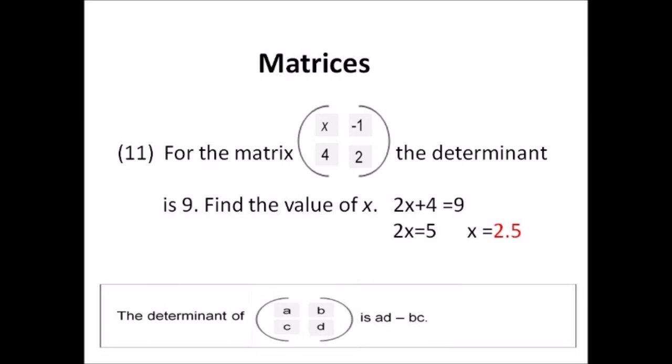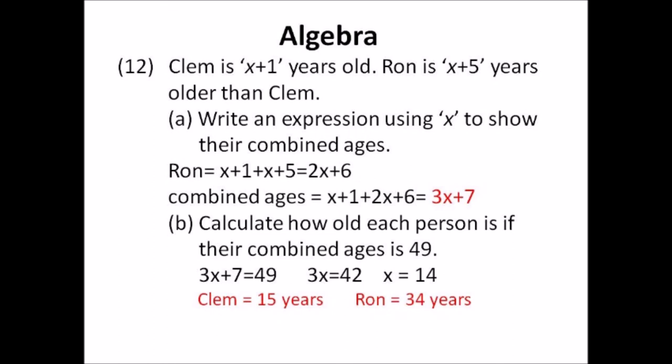Number 12, algebra: Clem's age is x plus 1. So the combined ages are x plus 1 plus x plus 5, which is 2x plus 6. And for Ron, you add that to x plus 1, you get 3x plus 7. Then how old each person is: Clem was 15 and Ron is 34. Once you put your values in, x worked out to be 14. So 14 plus 1 is 15, and for Ron it's 3x plus 7. Work it and get it.